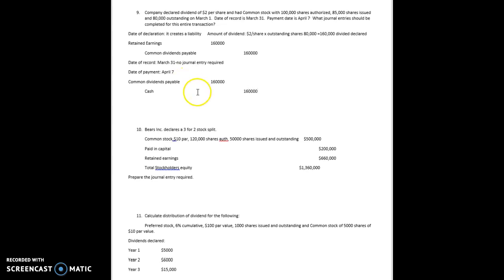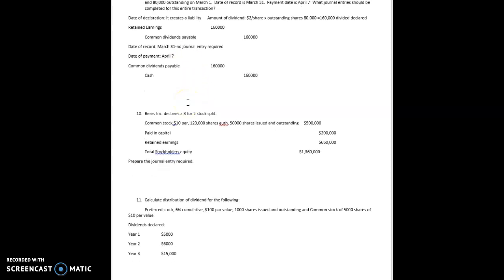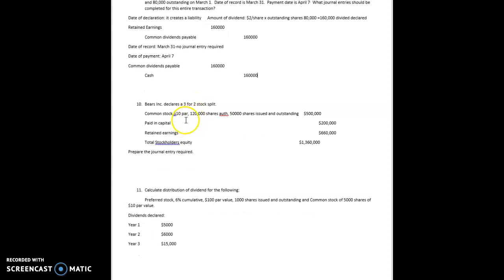And that's our entry for that one. All right, looking at number 10. Number 10 says that Bayer Inc. declares a 3-for-2 stock split.